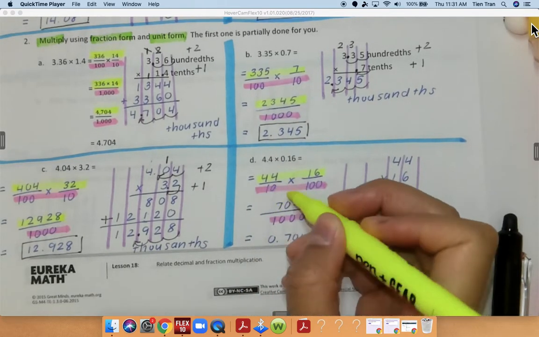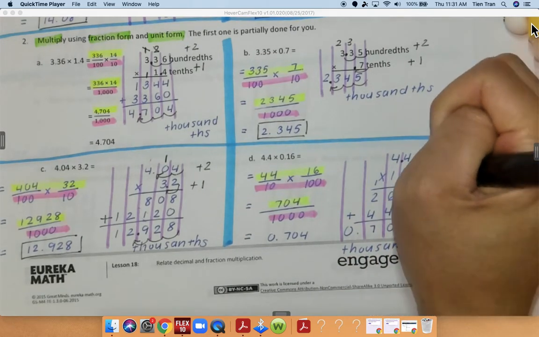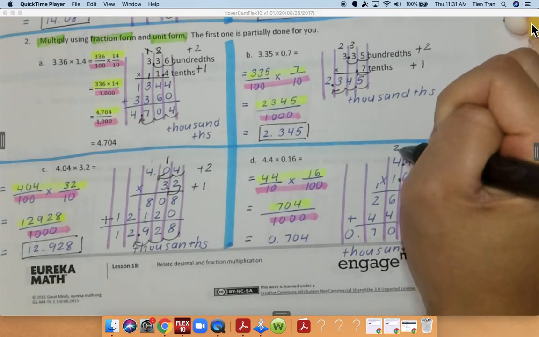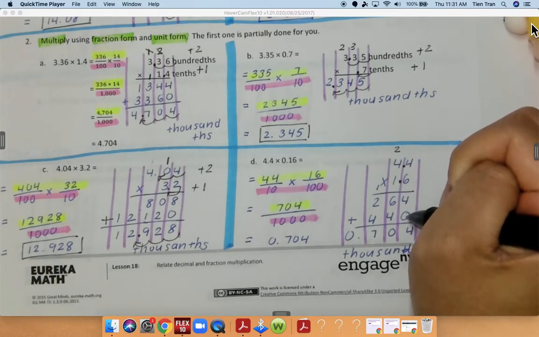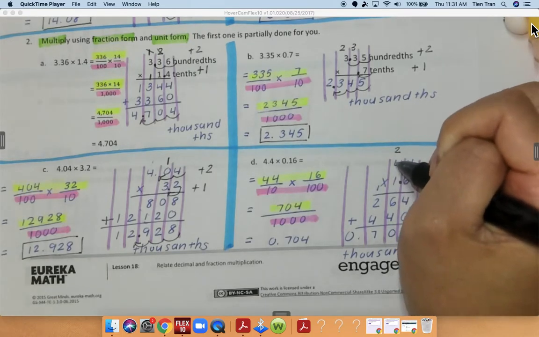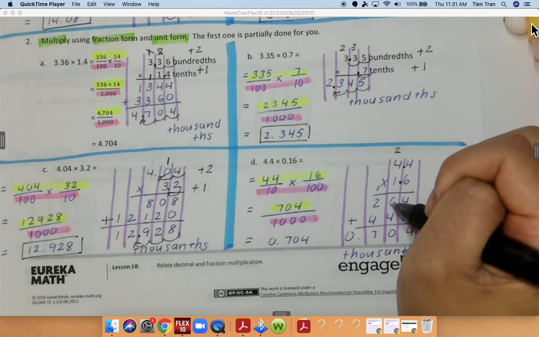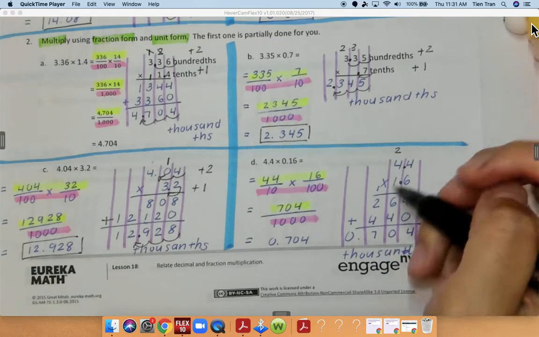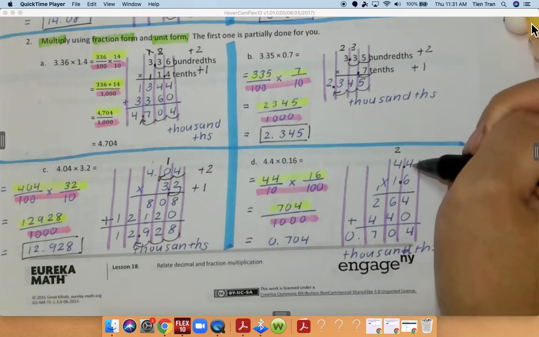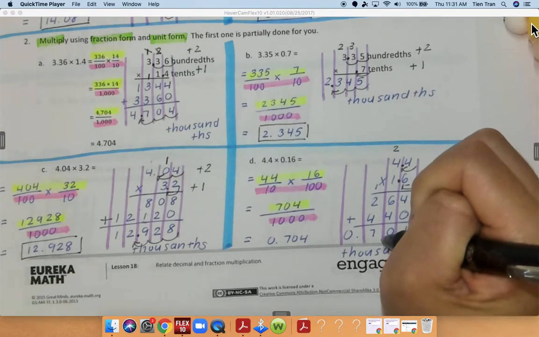So 44 times 16, multiply on the side right here. 4 times 6 is 24. 6 times 4 is 24, plus 2 is 26. Bring down your 0. 1 times 4 is 4. 1 times 4 is 4 again. Add everything together. 4 plus 0 is 4. 6 plus 4 is 10. 4 plus 2 is 6, plus 1 is 7. Bring down your 0. You need to move your decimal over twice. So I have 1, 2.